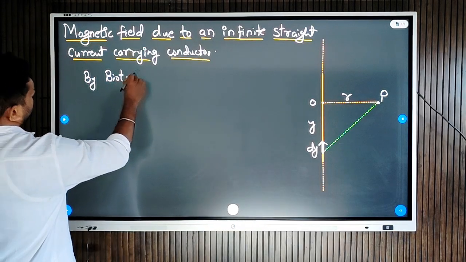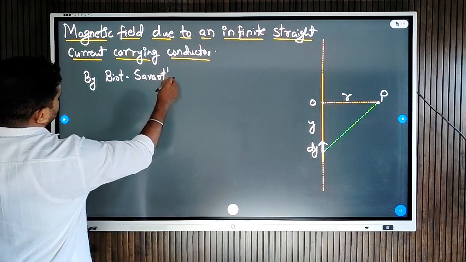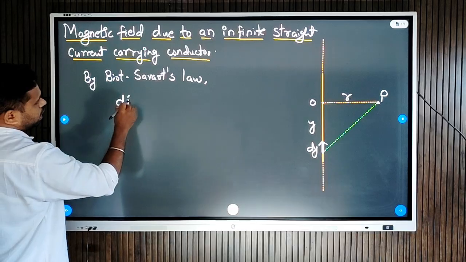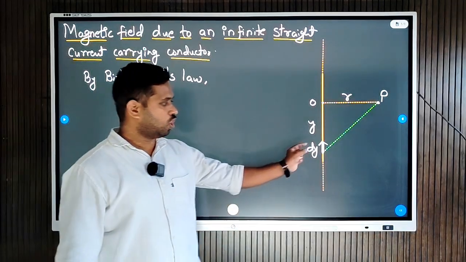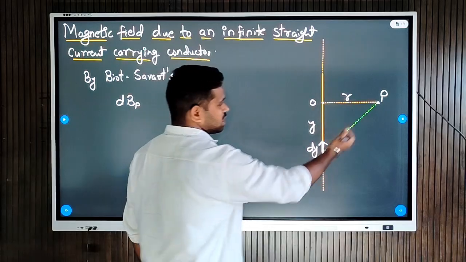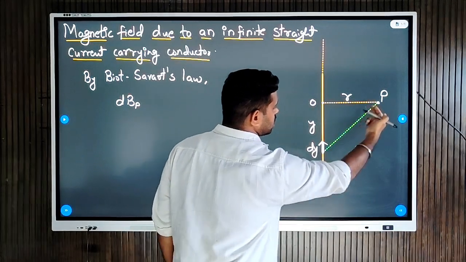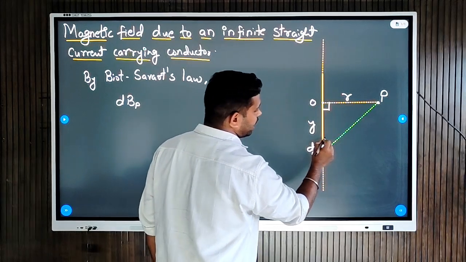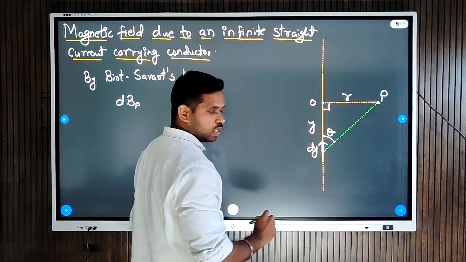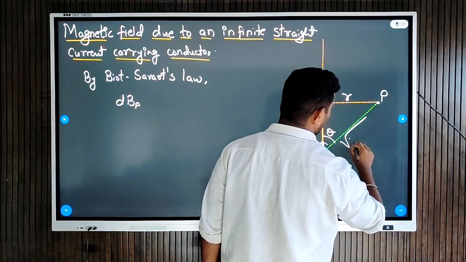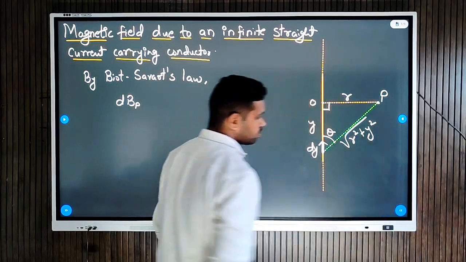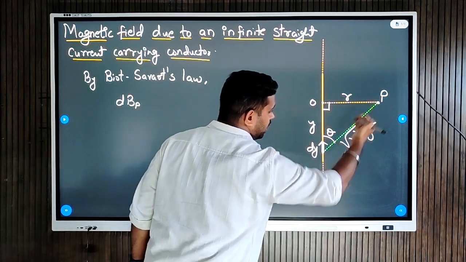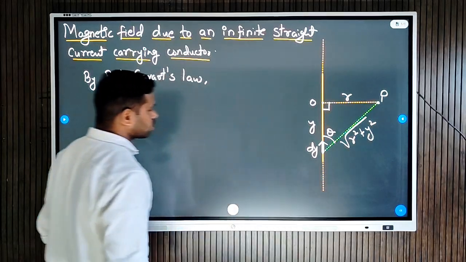By Biot-Savart's law, we know the magnetic field due to an infinitesimally small element dy at a distance, what will be this distance? If this is y, this is r, and this is my 90-degree angle, let us call this angle theta. By Pythagoras theorem, this distance will be the square root of r squared plus y squared.